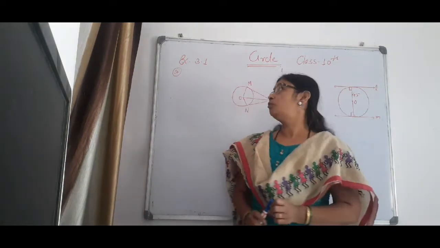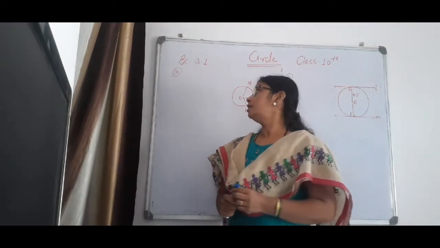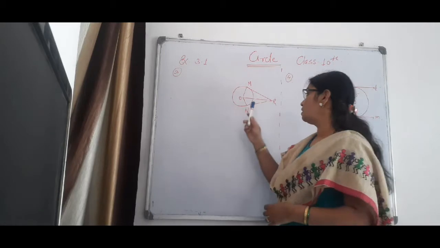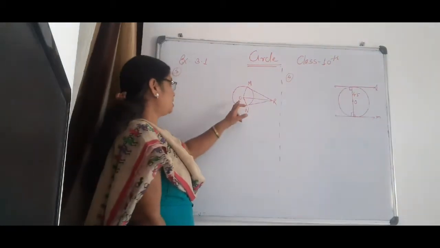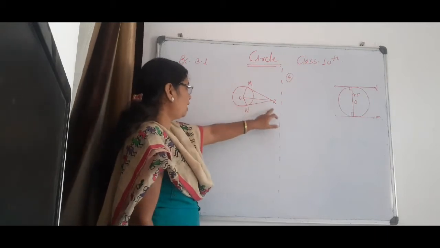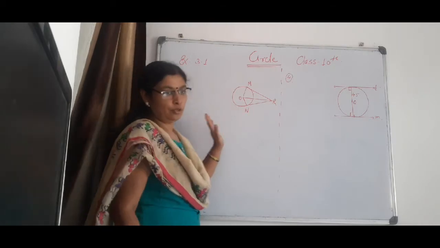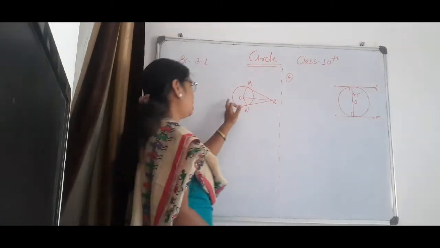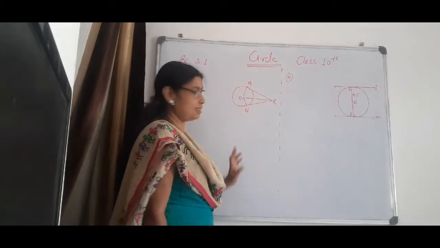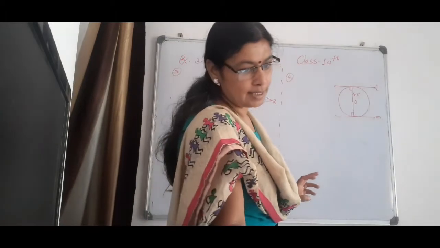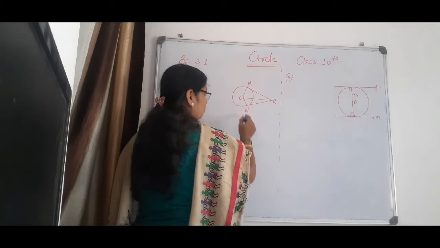In the previous period, we have already completed two problems of exercise 3.1. Now let's start the third problem. What is the third problem? Here MR and NR are the tangents. O is the center and OR is a bisector. What you have to show here? Prove that OR is a bisector of angle MON.